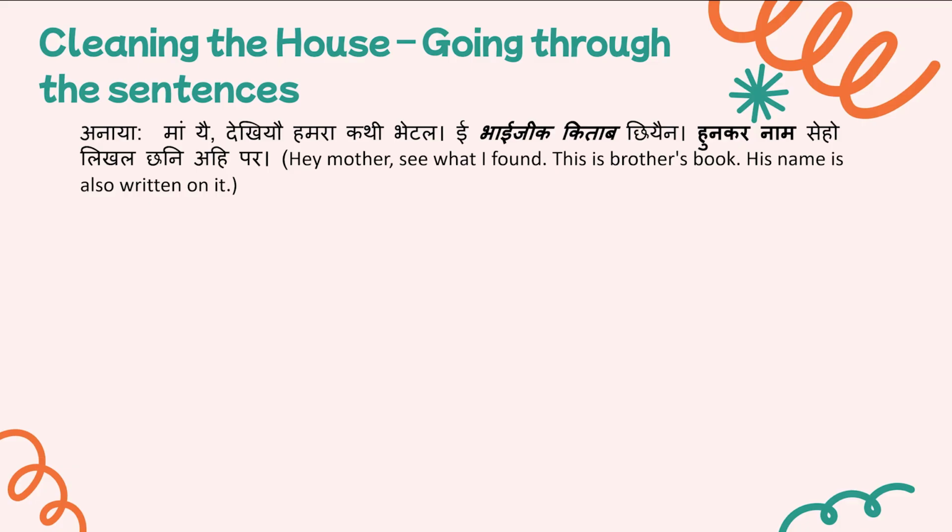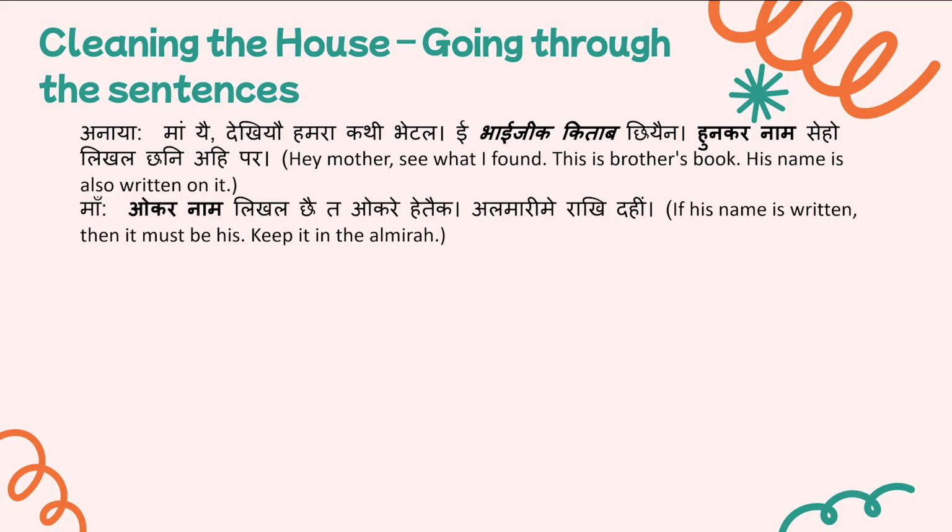हुनकर नाम सेहो लिखल छन एहि पर. माँ says, ओकर नाम लिखल छै तो ओकरे हेतैक, अलमारी में राख दही. Now here again, ओकर नाम is the possessive nominal phrase where okar refers to his. That means he is referring to the child. We say the brother who is the son of the mother.